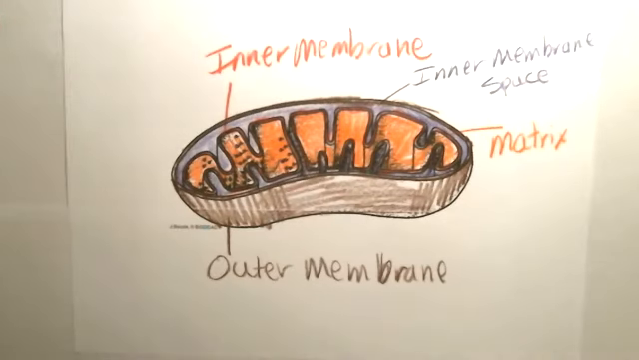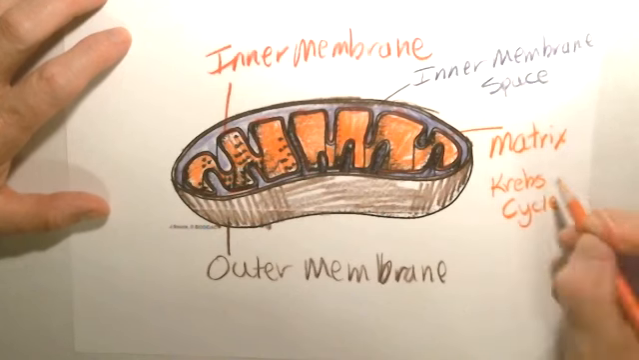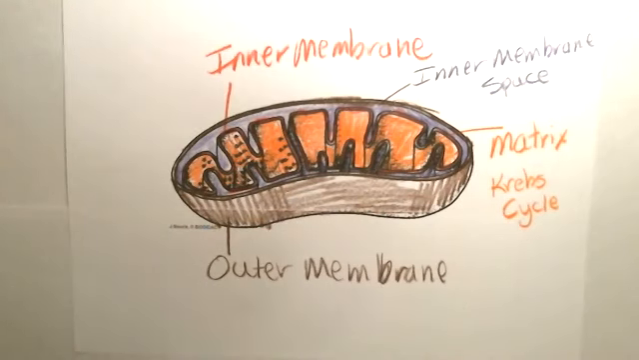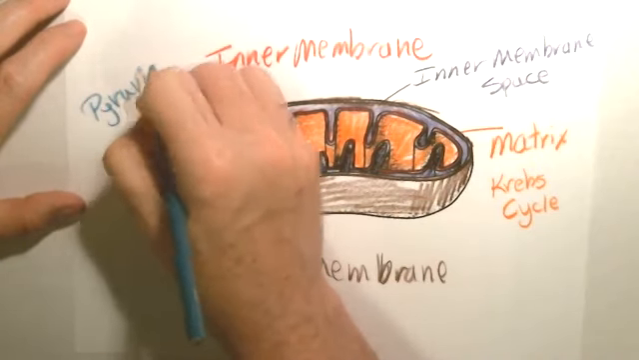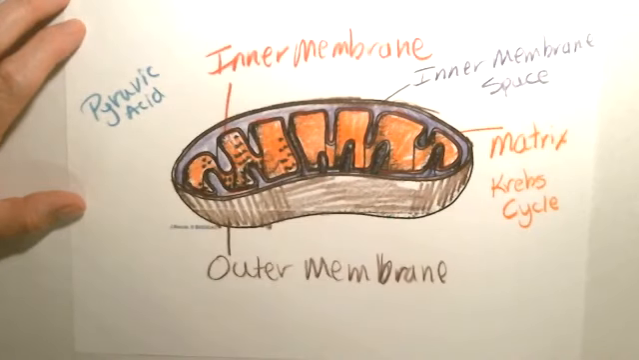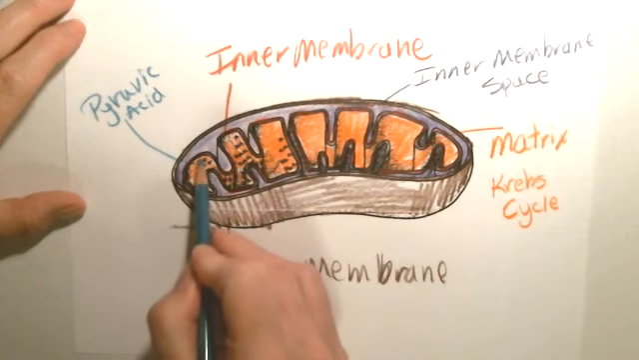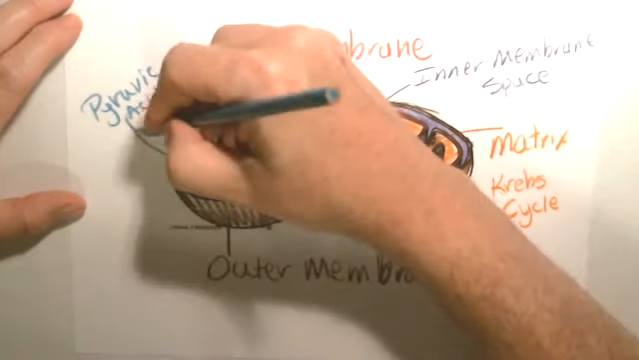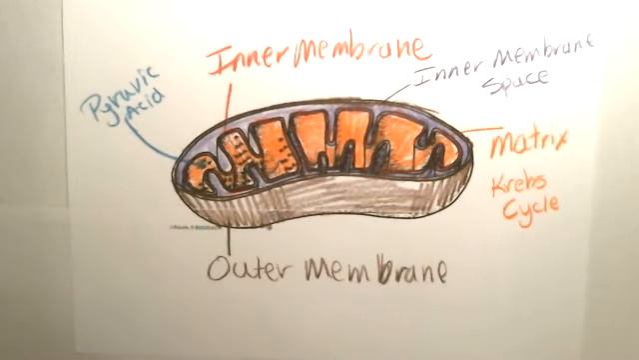Now, in the matrix, this is where the Krebs cycle occurs. The Krebs cycle occurs inside the matrix. This means that a molecule such as pyruvate or pyruvic acid at the end of glycolysis has to go through both the outer membrane and the inner membrane to get into this area called the matrix, if we're going to do aerobic cellular respiration. So it's got to go through 2 membranes to get inside so that we can go through the Krebs cycle, making NADH, FADH2, ATP, and carbon dioxide.